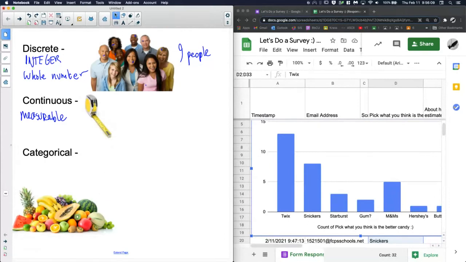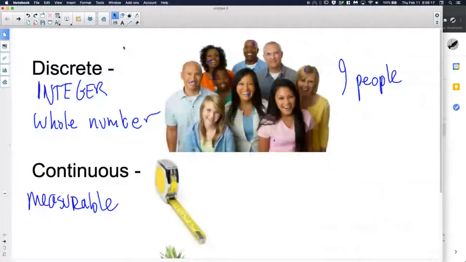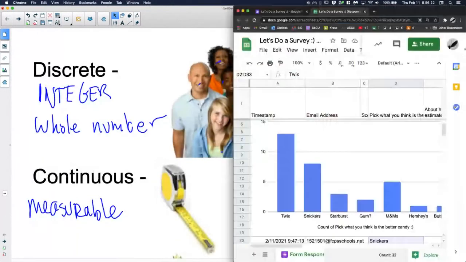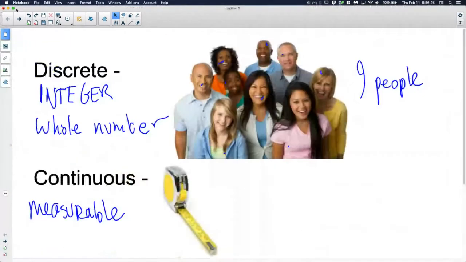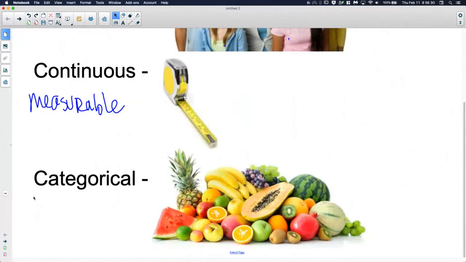And then categorical. Let me get back to my mic. Categorical. So categorical, this is your favorite. Let me get back to my screen. There we go. I'll make it full screen for y'all. Categorical. It's characteristics. So I'm not saying I have 5 of those and 10 of those. It's just characteristics. So here, an example of characteristics would be, I'm looking at my data here.